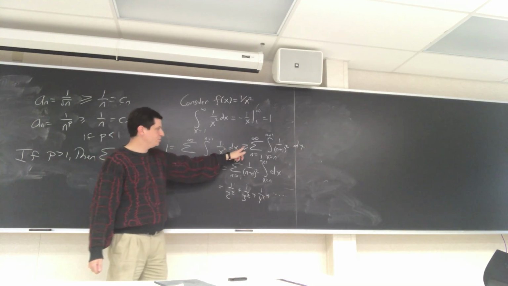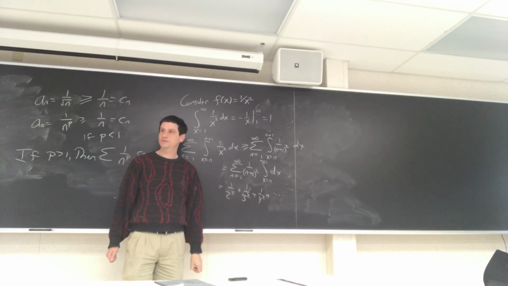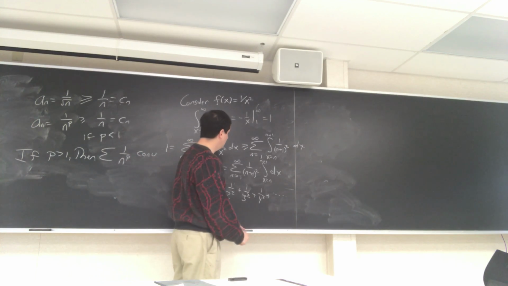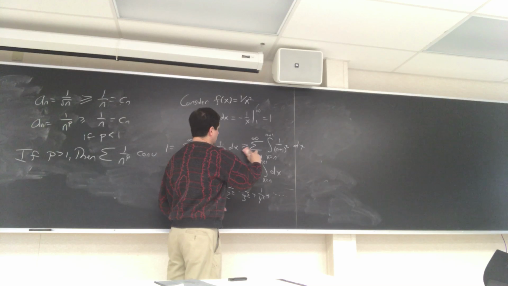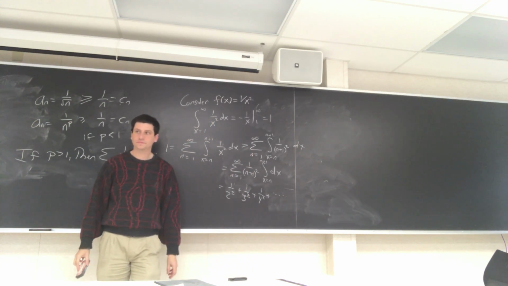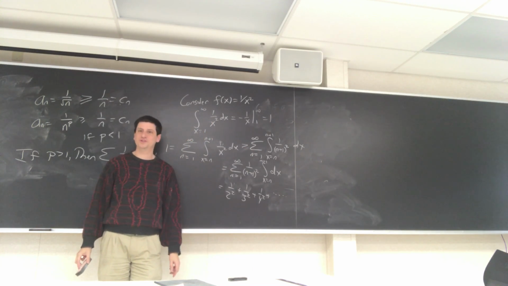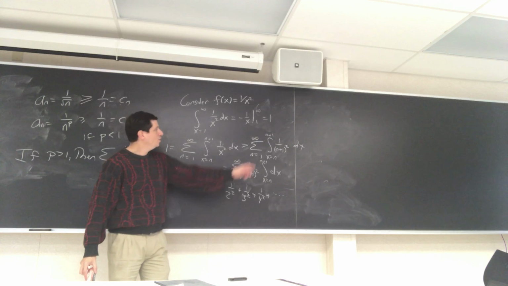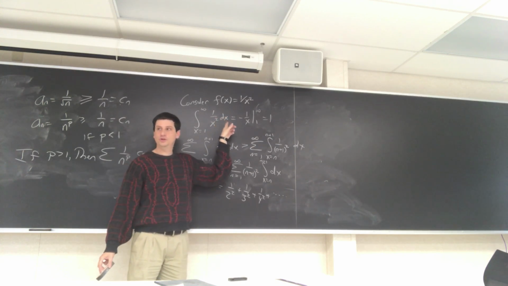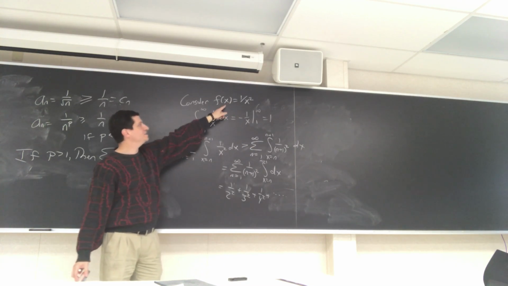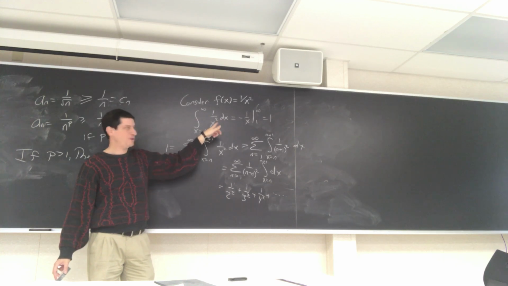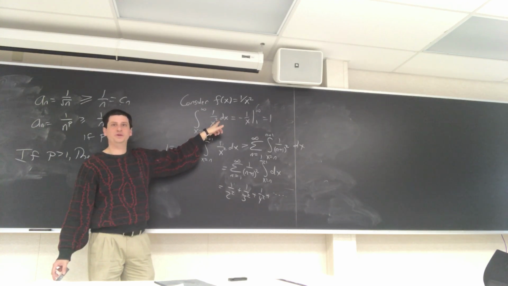I wrote less than or equal to. Could it possibly be equal? No. We know it's actually strictly less than. So we now know the sum of 1 over n squared converges. And in fact, was there anything special about 2? All that mattered was I needed this integral to converge. So if I put in any p that's greater than 1, it will work.